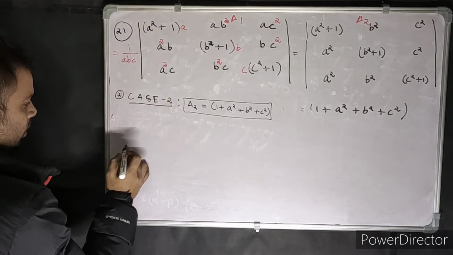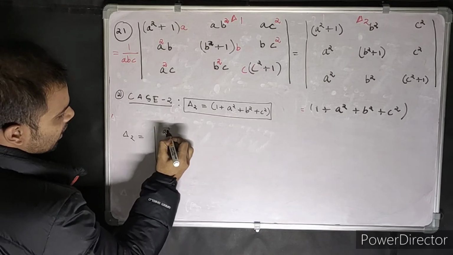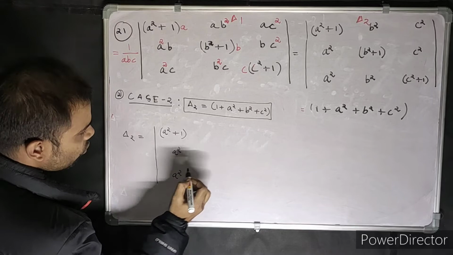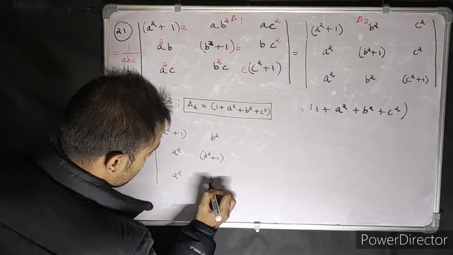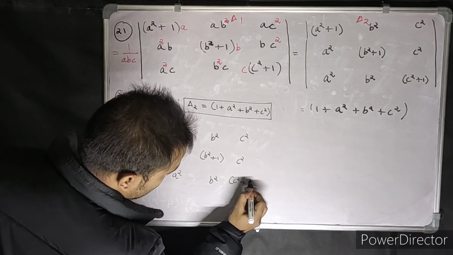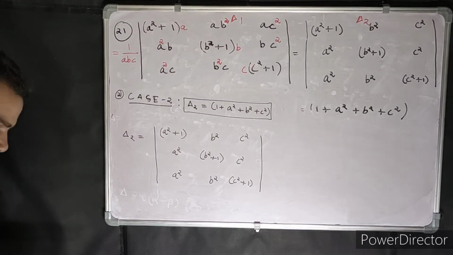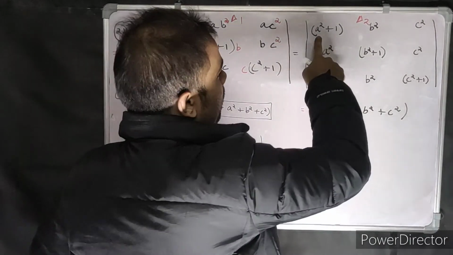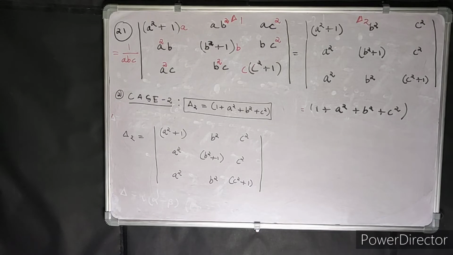So let's start with that determinant. Write 2, and what are you going to write? a square plus 1, then a square, then b square plus 1, b square, c square, and c square plus 1. What is your next step? Look at your RHS and you will get your next step. It's very simple: 1 plus a square plus b square plus c square, it's coming.